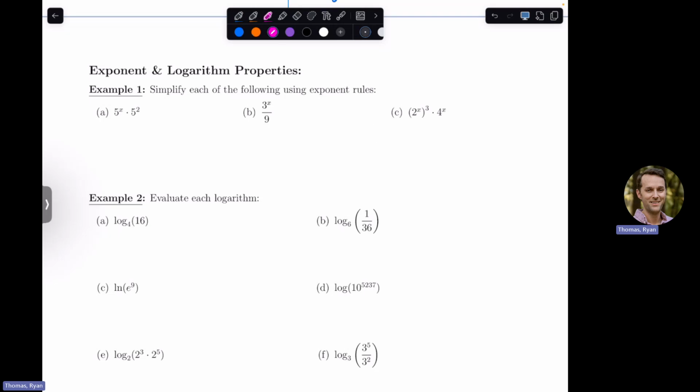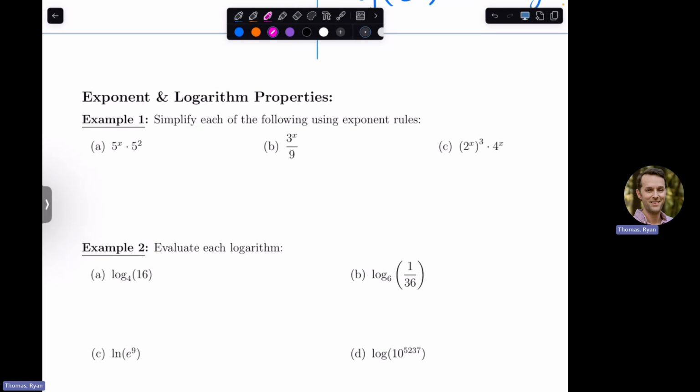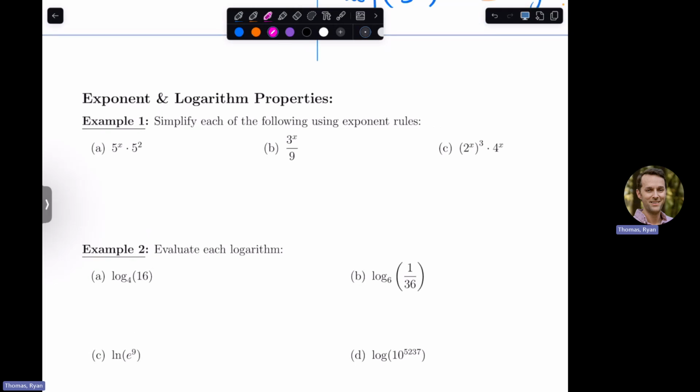Okay, to make sure we've got the hang of working with these properties, first example here: simplify some stuff using exponent rules. I'll give you guys a few minutes to work on this.